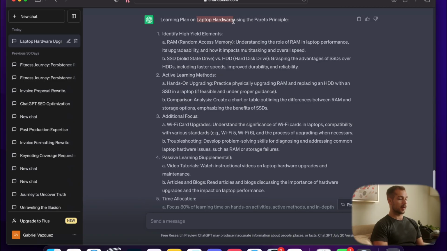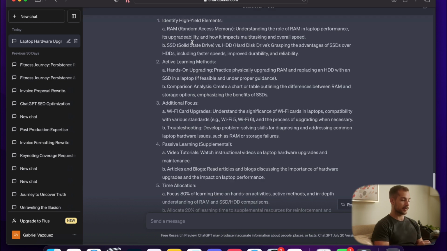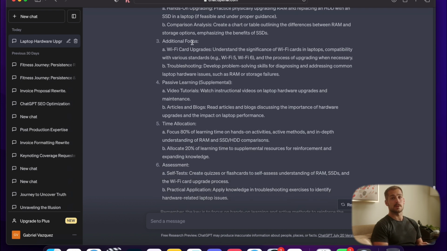It took this as laptop hardware. We could specify any specific topic or prompt that we want, but basically it's giving us a summary of the most crucial or most important information that we can learn on this. And it's also telling us how to learn it. So pretty interesting stuff. Let's go ahead and move on to the next one.